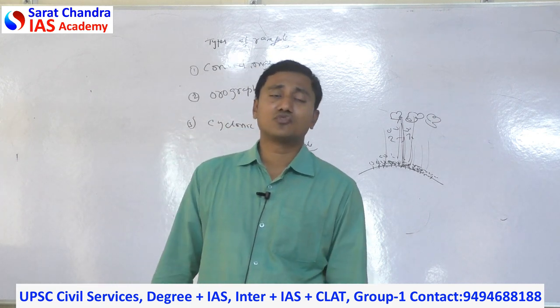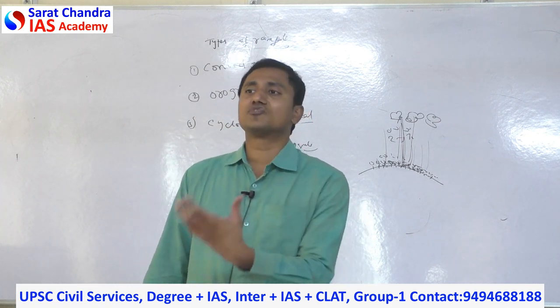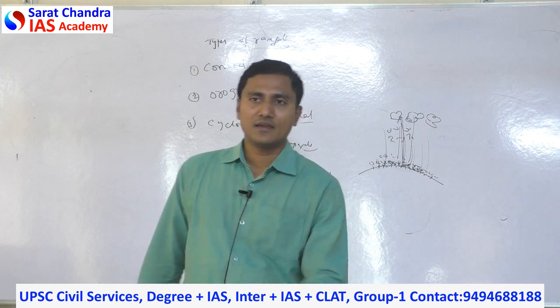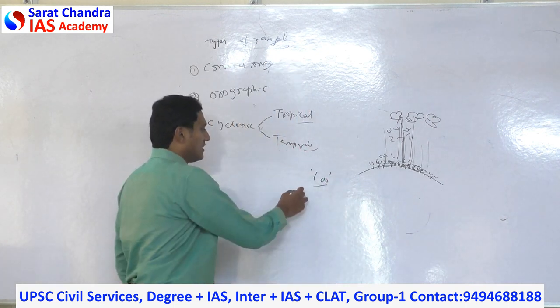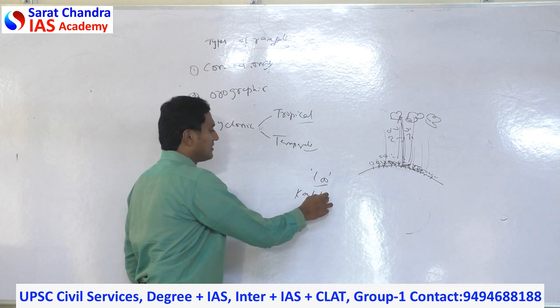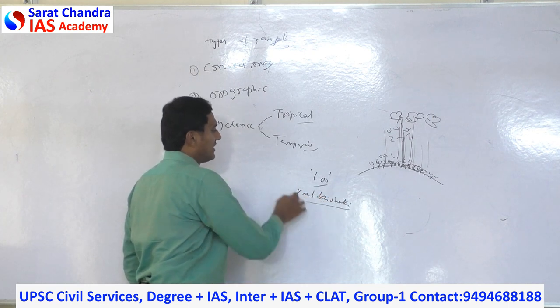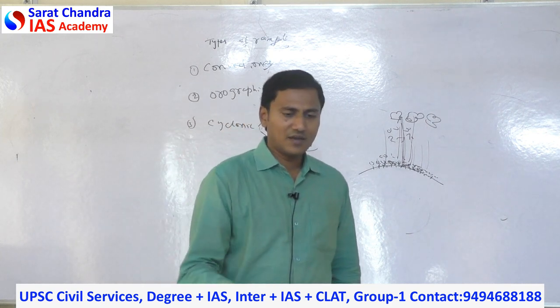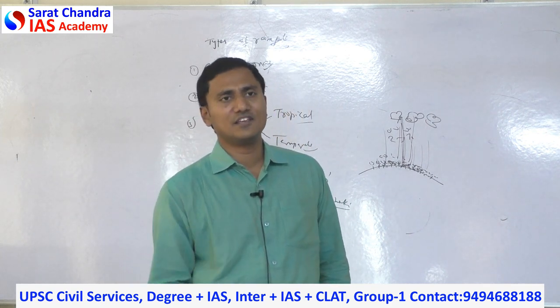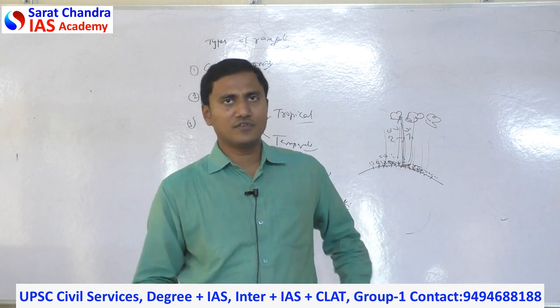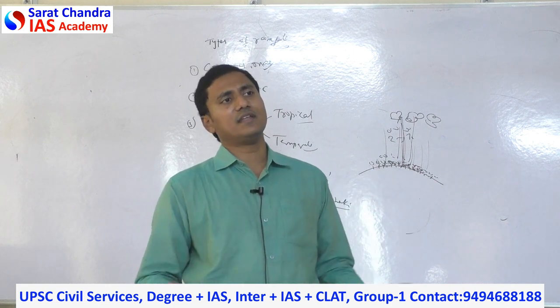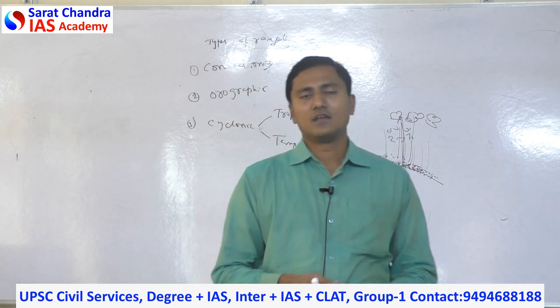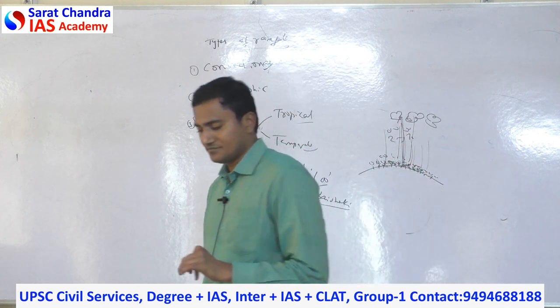Kal Baishaki gives rainfall also, convectional rainfall. April and May, Kal Baishaki. It's called a local wind. Why are these two called local winds? Because they occur in one area. Kal Baishaki in West Bengal, Lu in Delhi. If it occurred throughout India, we wouldn't call them local winds. So these two are local winds, okay?